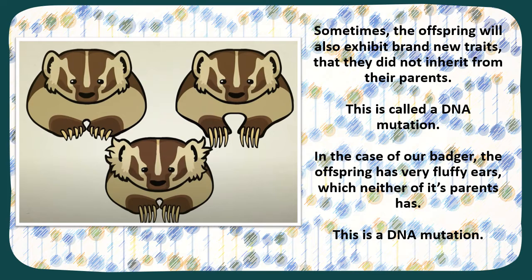Now, sometimes there are brand new things that appear on the offspring. So in the case of this one, we've got some really hairy ears. Now, dad does not have hairy ears and mum does not have hairy ears. They did not inherit these ears from their parents. So this is called mutation. DNA mutation. In the case of our badger, the offspring's got really fluffy ears, its parents don't, because it's mutated as the genes have been passed down and the cell has been formulated during the reproduction process.